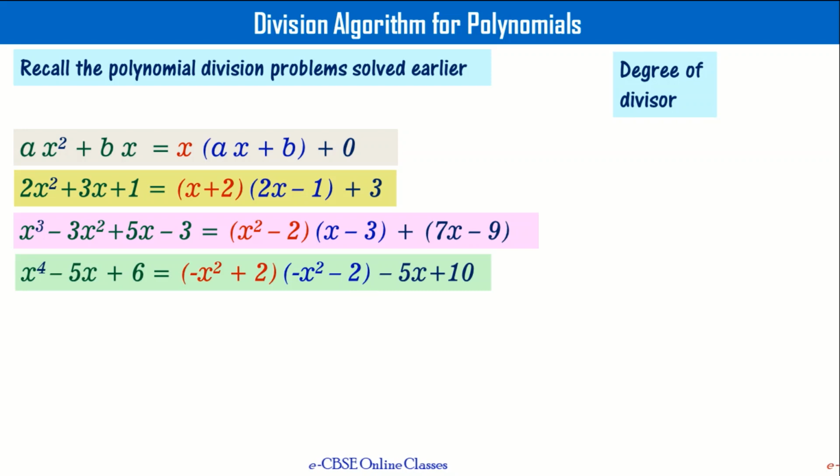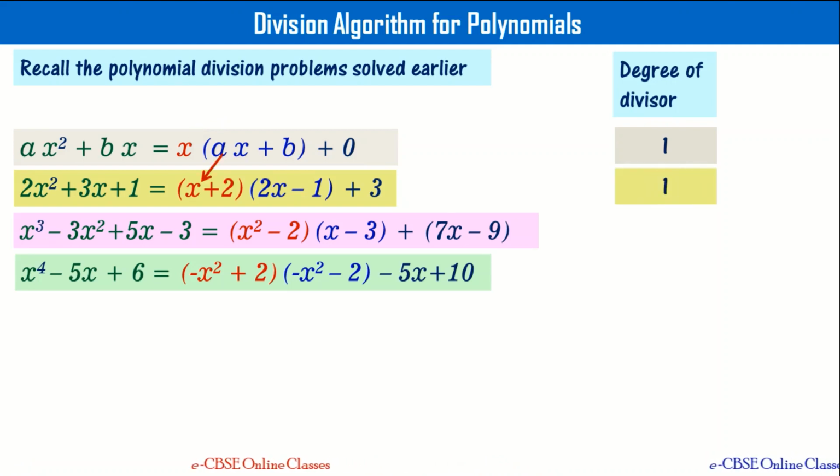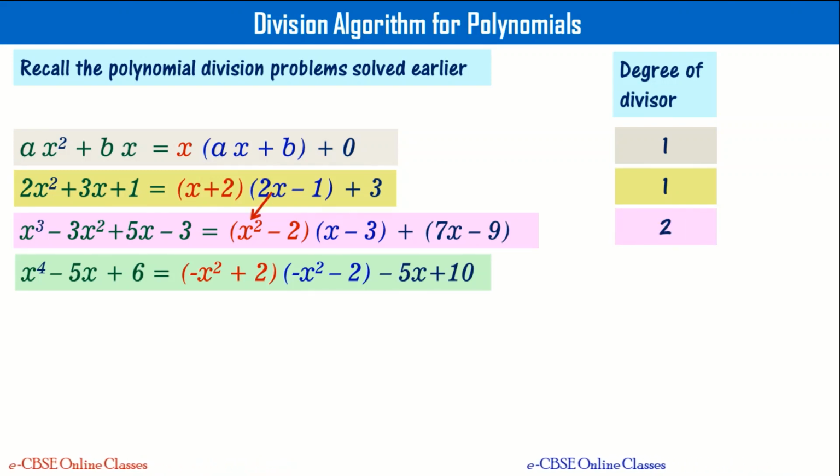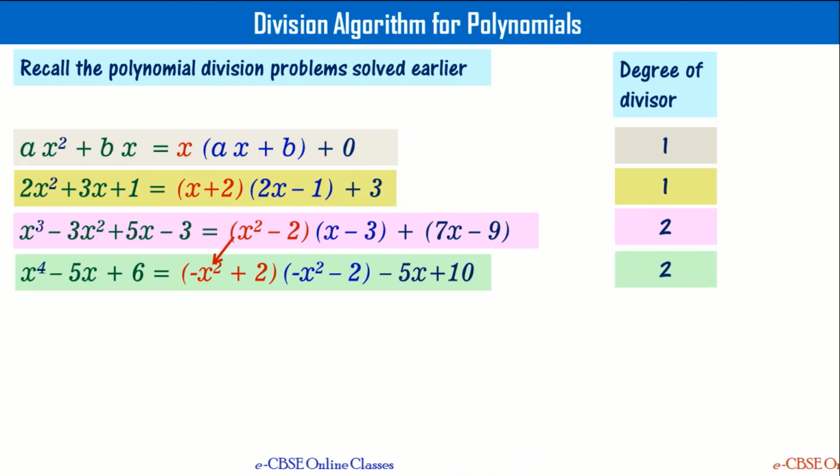When you see this, let's write the degree of the divisor for all these problems. In the first case, the dividend is x, the divisor is x plus 2, and its degree is 1. The divisor is x square minus 2, its degree is 2. The divisor is minus x square plus 2, and its degree is also equal to 2.